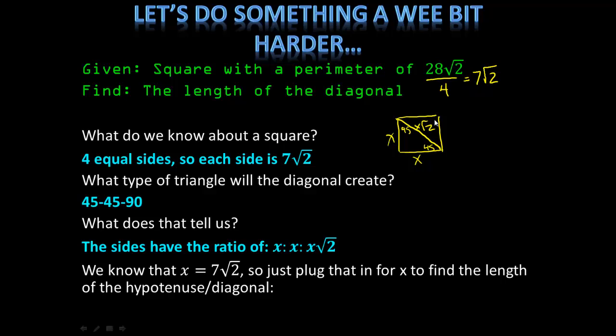And since we know that x, which is the length, is 7 root 2, we can just plug that in, 4x, to find the length of the hypotenuse, or in this case, diagonal. So we do 7 root 2 times root 2. And remember, when you have square root of something times itself, you basically just get rid of the radical. So 7 times 2, that's how I got that, equals 14. All right, so that's about as hard a problem as you're going to get from this particular section on a test. All right, so that's a wrap.